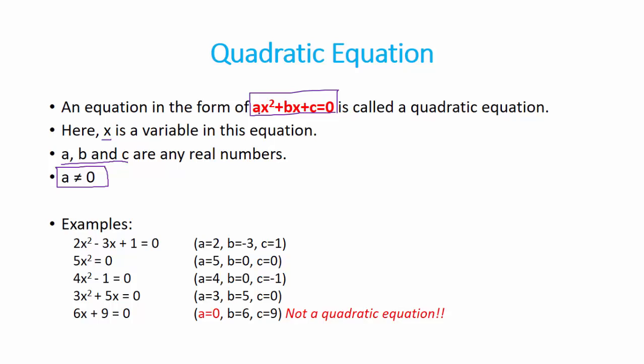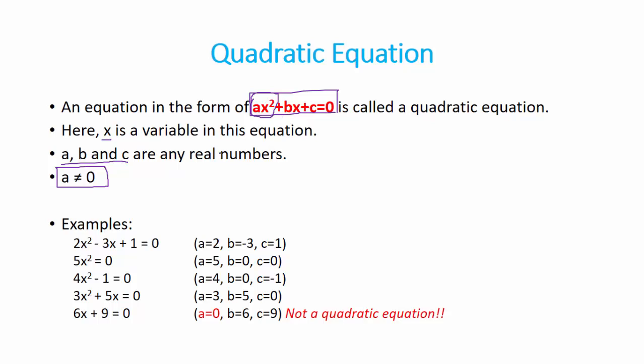Okay, if a becomes 0, this whole term ax square will become 0. Okay, and if this term becomes 0, this equation will become bx plus c is equal to 0, which is a linear equation, not a quadratic equation. In a quadratic equation, x square term has to be present, and for that a should not be equal to 0. B and C can be 0 in a quadratic equation, but A should not be equal to 0. Okay, you have to remember this, you have to keep it in your mind. A should not be equal to 0 in a quadratic equation and it should have the x square term.